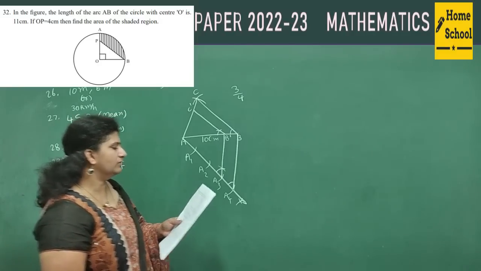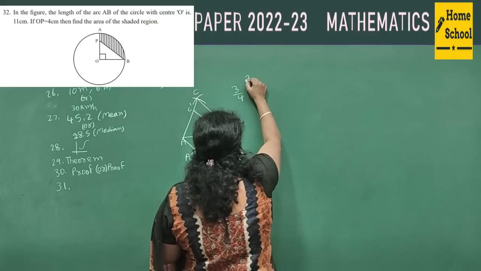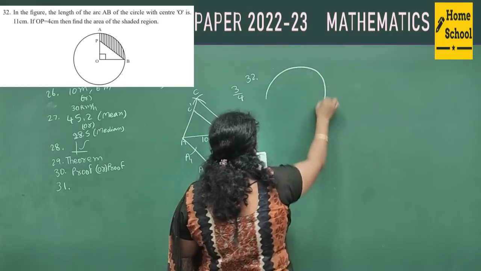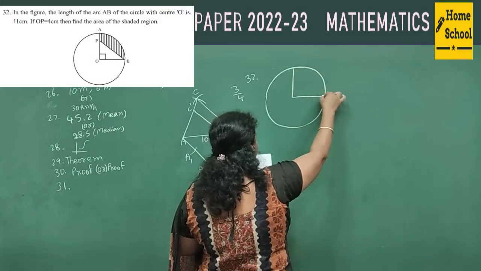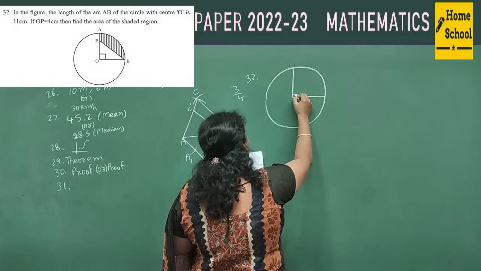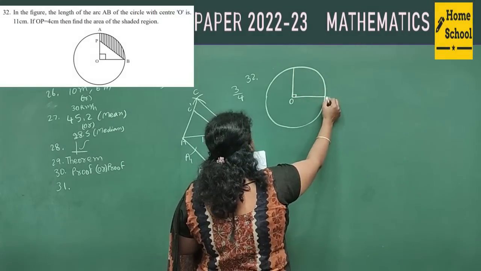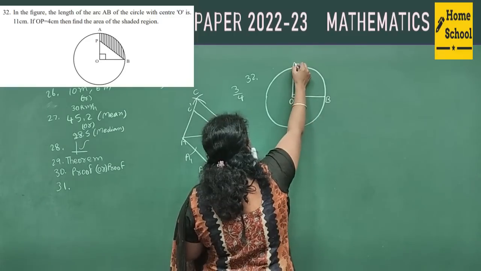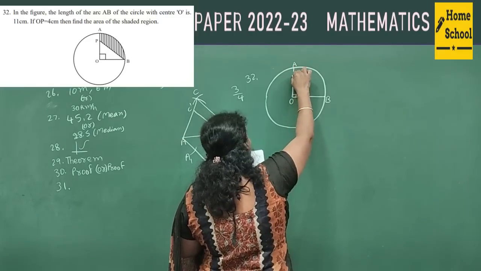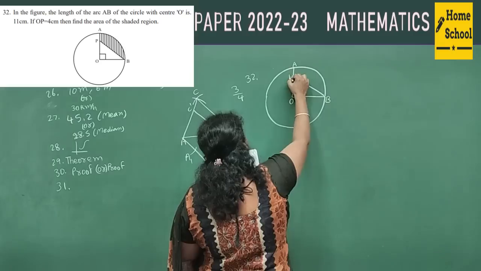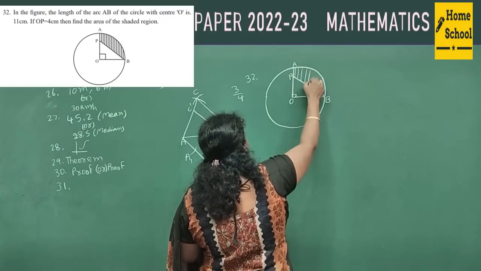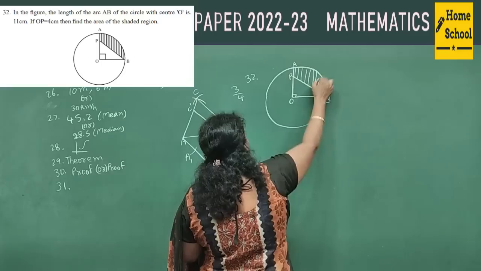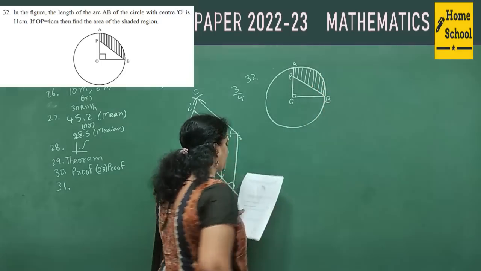In the figure, you can see a figure here, right? And this is a quadrant. Can you observe the quadrant? Yes. And from here to here some point P is given and this part is shaded. Okay. So now let's read the question.